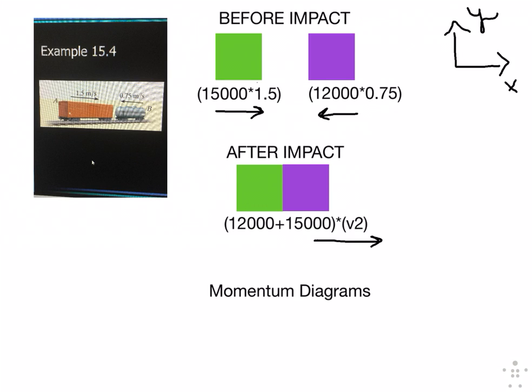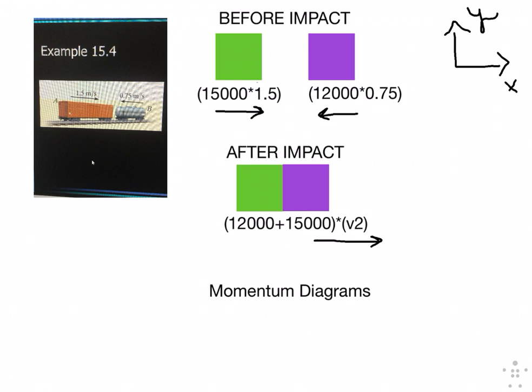Okay, so what we're going to go through right now is example 15.4 in your book. And what we have is two cars, car A and car B, traveling towards each other at those given velocities. What I'm showing here are the momentum diagrams before impact and after impact.